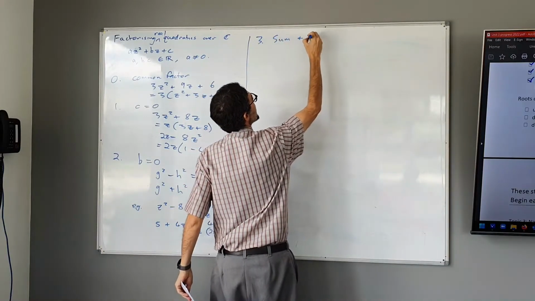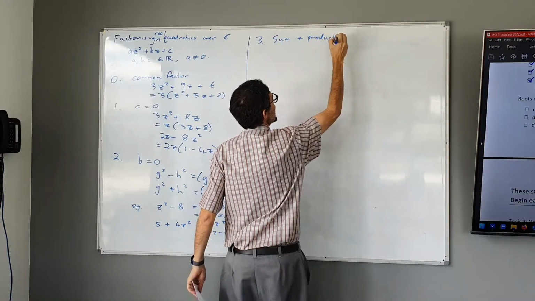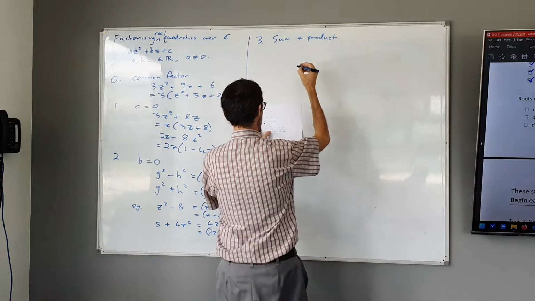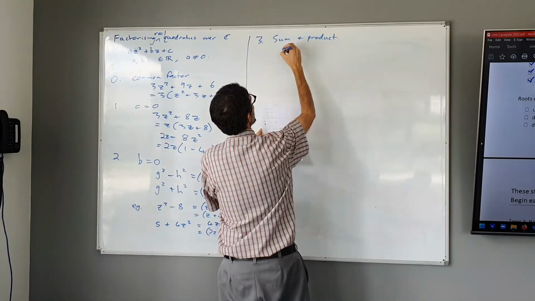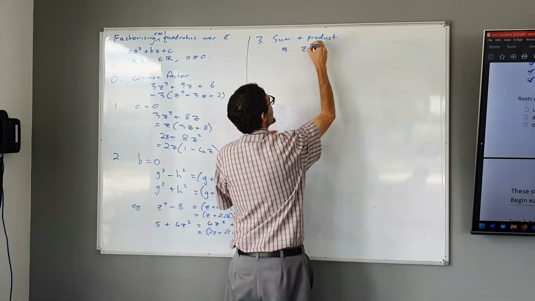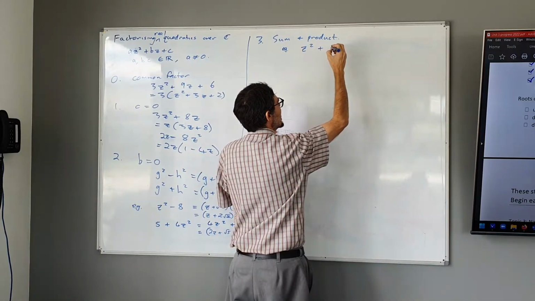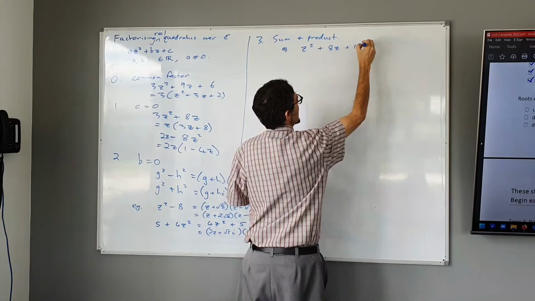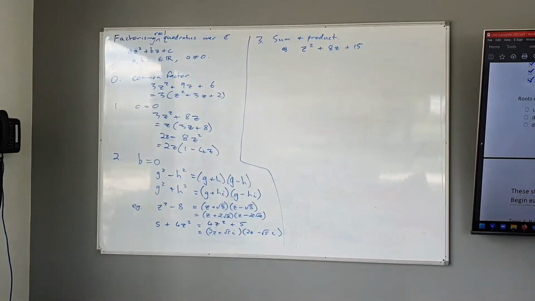Okay. 3. Sum and product. Now you're very used to doing this when the solutions are real. So for example, can I make up a real one for you? z squared plus 8z plus 15. How do I factorise that?